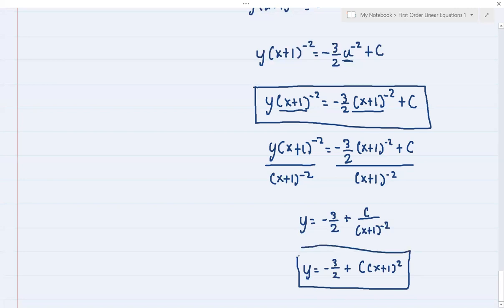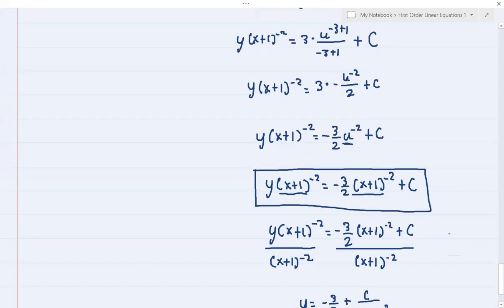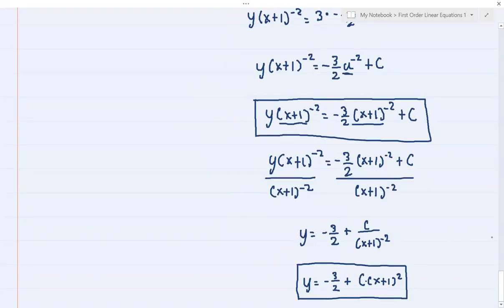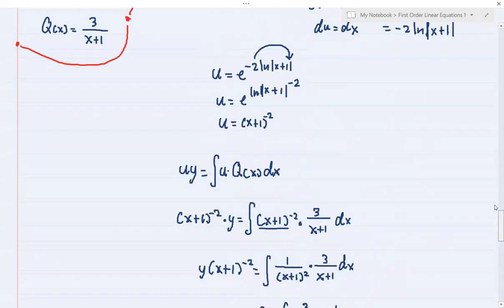That's it. So yeah, this is your final answer if you want to make your equation y in terms of x. So yeah, that's it. That is actually your final answer. Okay, so I hope you have learned something from this practice video. Okay, so that's it.